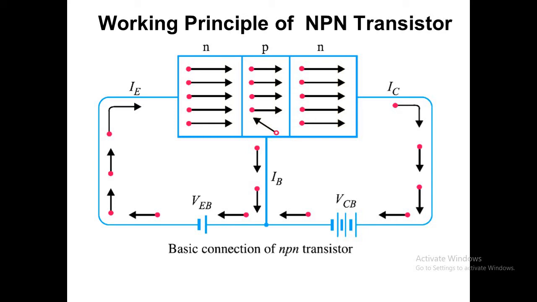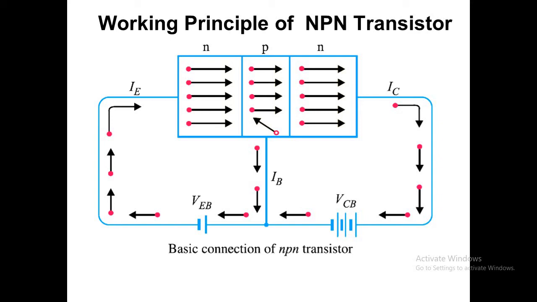So VEB is the voltage that we are connecting to the emitter base junction, and VCB is the voltage or the battery that we are connecting to the collector base junction, which is bigger than VEB. So VEB forward biases the emitter base junction, whereas VCB reverse biases the collector base junction. You can see VCB is reverse biased because the collector, that is N, is connected to the positive of the battery VCB, and base P is connected to the negative. That is reverse biased, whereas VEB is forward biased.